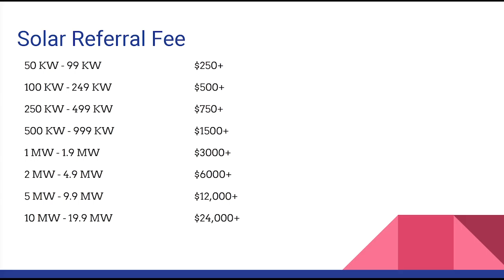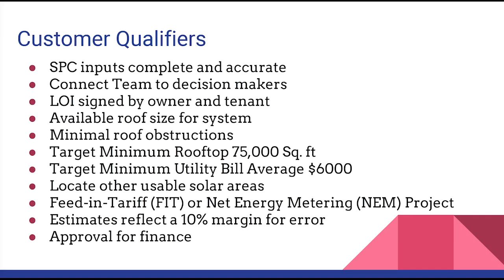And then let's really quick go through these. Why don't you read through them real quick, Shivam? Sure. Very simple qualifiers. The inputs need to be very complete and accurate, so as to give us a chance to properly estimate their solar system. You also need to connect our team with the decision makers so that we can get the process moving as quickly as possible. Also, we need to go over the LOI, which needs to be signed by the tenant and the owner to approve the system.